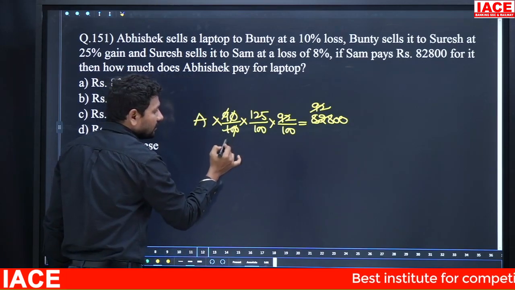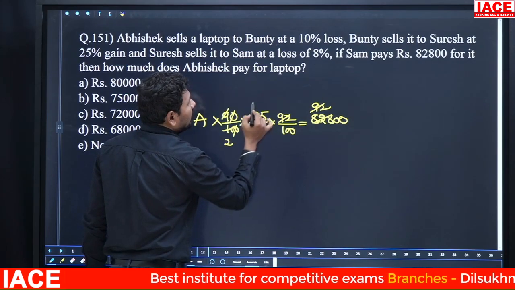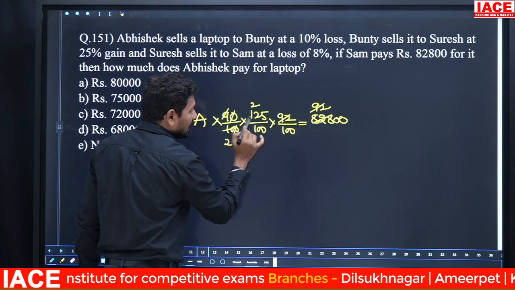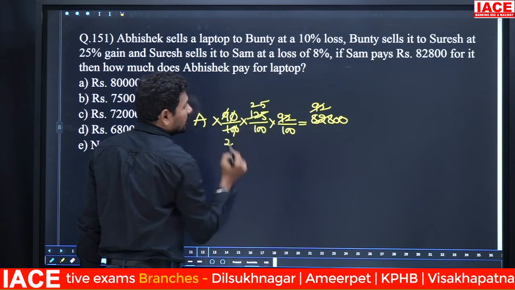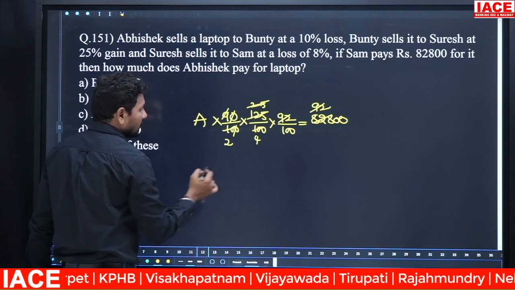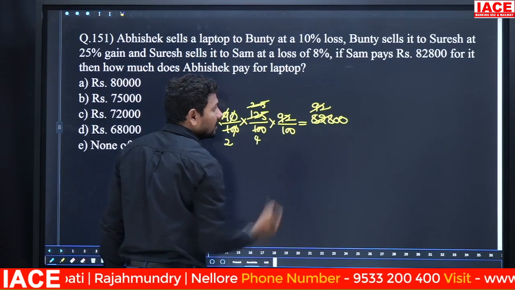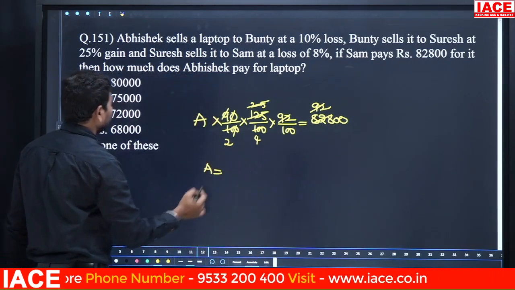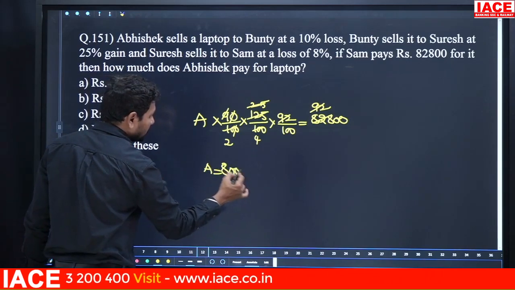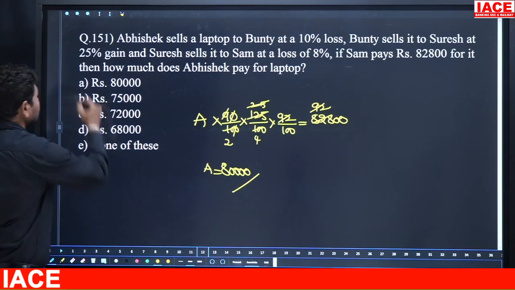Next, 5 2s are 10, and 5 how many times? 5 5s. Okay. Then 25 to 100, how many times? 4 times. Next, look at here, the value 4 2s are 8. 100 into 100 is 10,000. 10,000 into 8 is equal to 80,000. That means the laptop is initially started with how many rupees? 80,000. Option A.